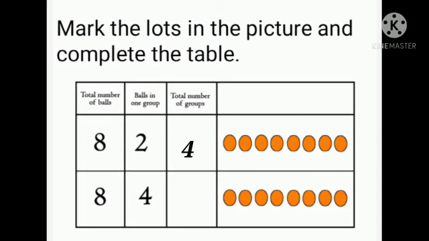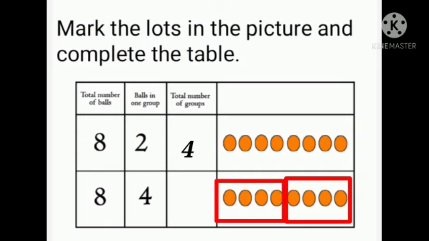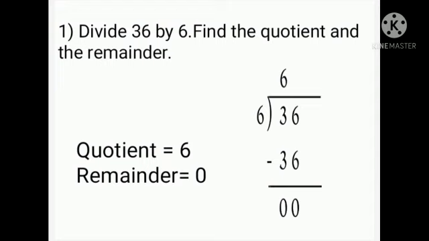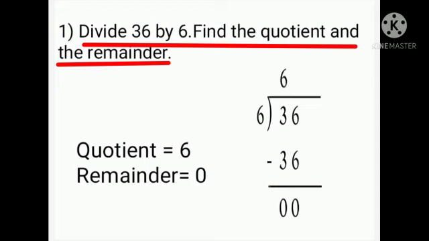Let's go for the next one. Total number of balls are 8. 4 balls we should take in one group. So let's see how many groups we get. Yes, we get 2 groups. Let's see next one. Divide 36 by 6. Find the quotient and the remainder.